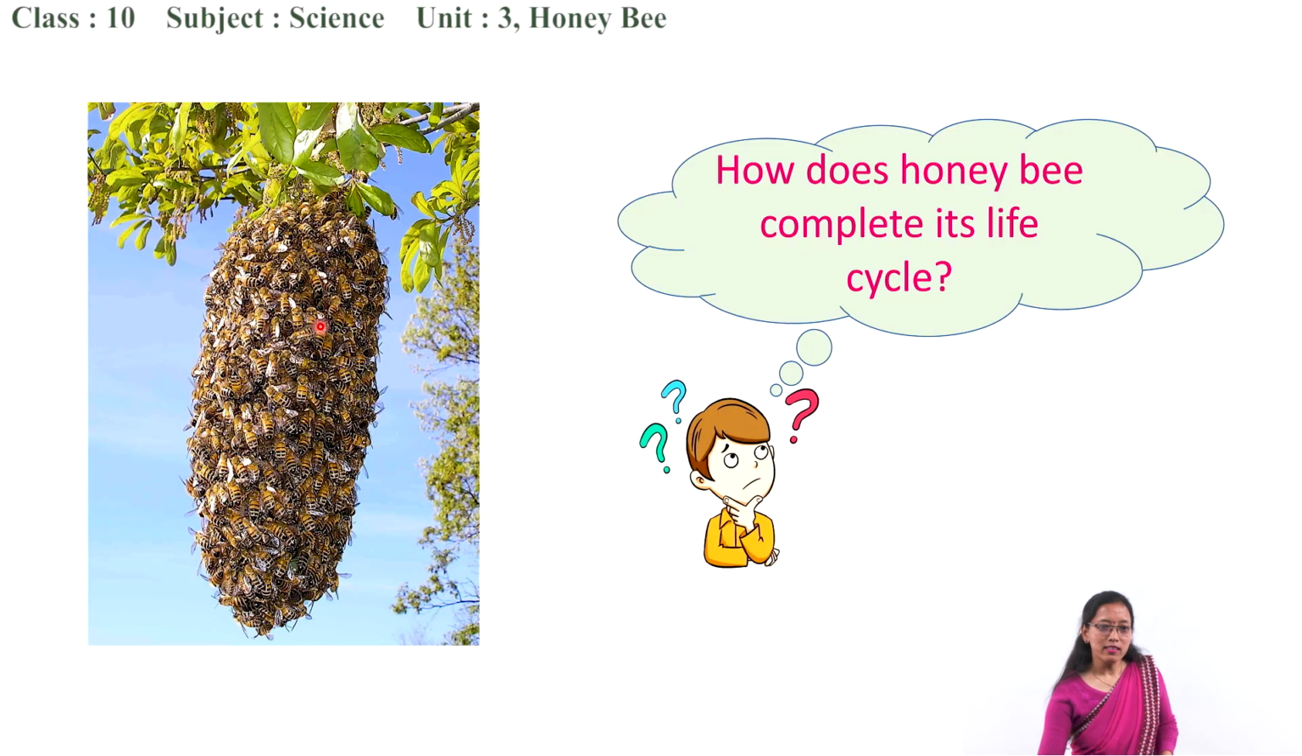Can you see here? What is this? This is the natural hive of honeybee, which is in the branch of a tree. See? How big is this hive? And how are these honeybees produced? How does honeybee complete its life cycle? By seeing this hive, this boy is thinking, how does honeybee complete its life cycle?